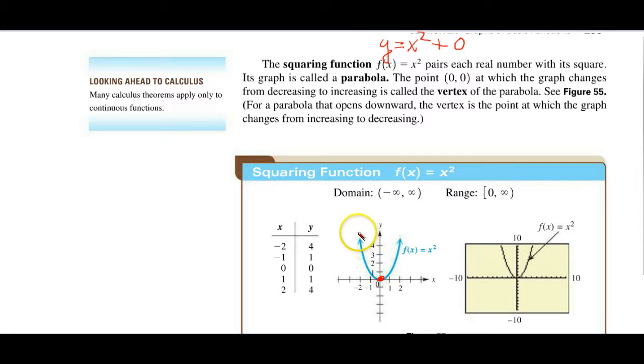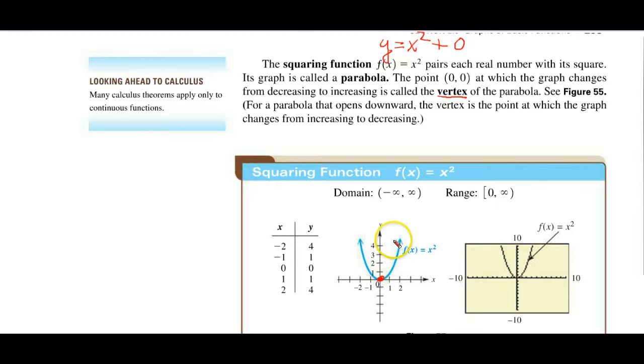And keep in mind it's decreasing to this point and then increasing. At the point where it stops decreasing and starts to increase, we call that the vertex. In this case, it's the lowest point of your parabola.